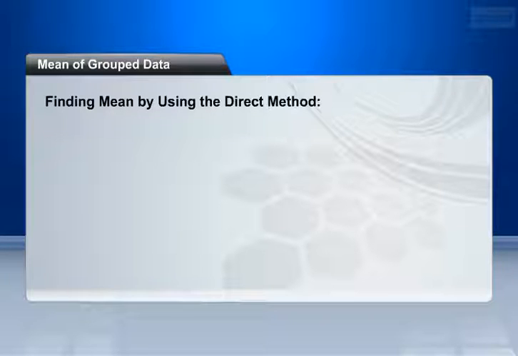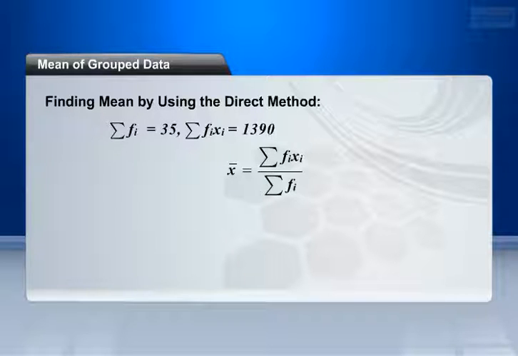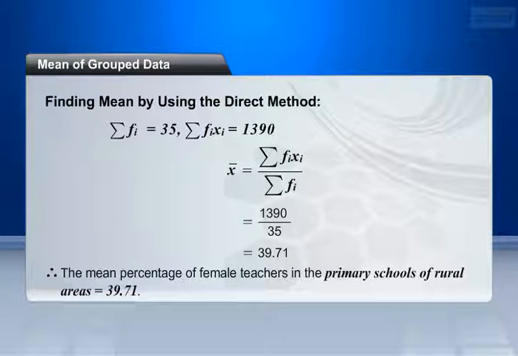Finding mean by using the direct method. From the table we got sigma fi equals 35, sigma fi xi equals 1390. Now using the direct method, x bar equals sigma fi xi by sigma fi equals 1390 by 35 equals 39.71. Therefore, the mean percentage of female teachers in the primary schools of rural areas is 39.71.